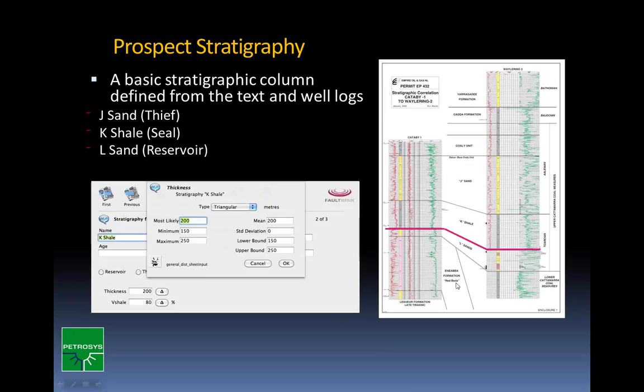If the fault throw exceeds the thickness of the K-shale, then the L sand will juxtapose against the J sand. There'll be communication across the fault, and it will leak hydrocarbons. So you can see in here the K-shale is around 200 meters thick. So as we vary the K-shale thickness, we're going to work out the probability of there being a trap and the size of that column.